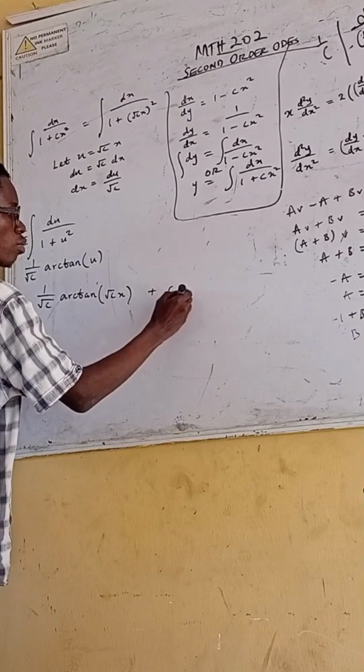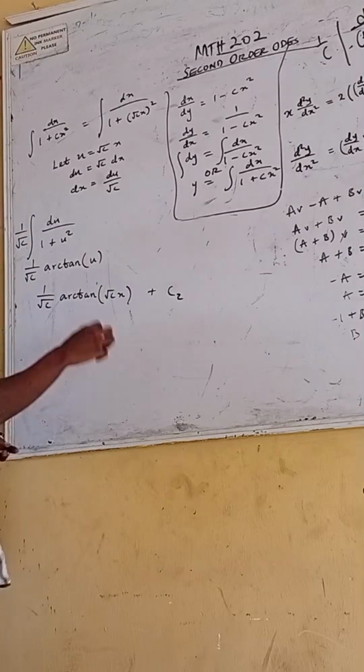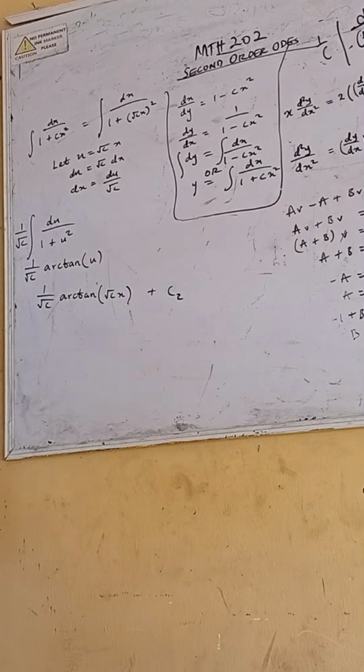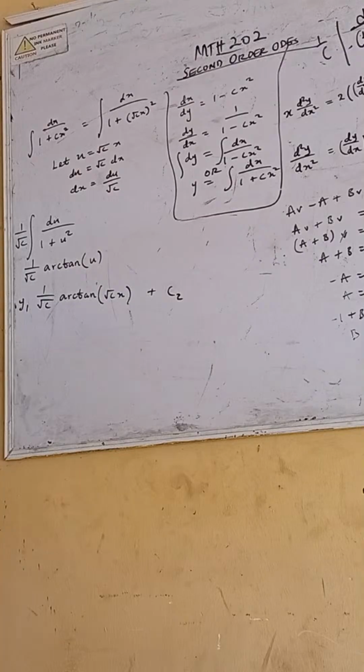Let me just say c2. Okay, c is even another constant. So this is the final answer. This is y1. This is the first y that I can get. There are still other y's that I can get, especially from this one. Let's integrate the second one too.